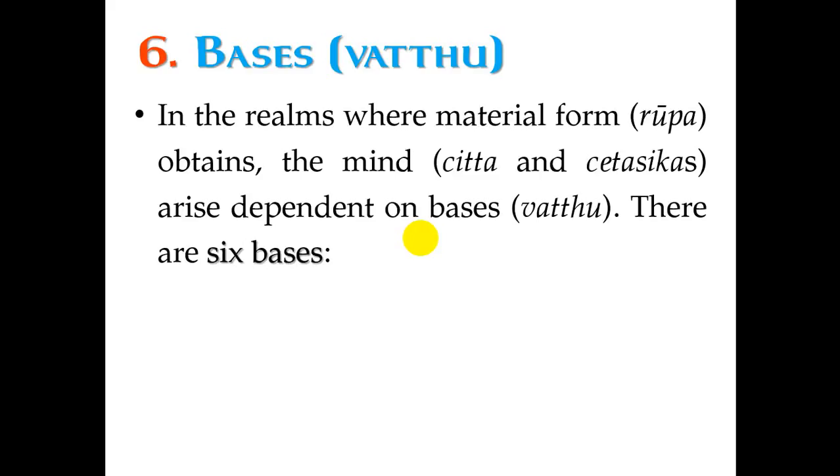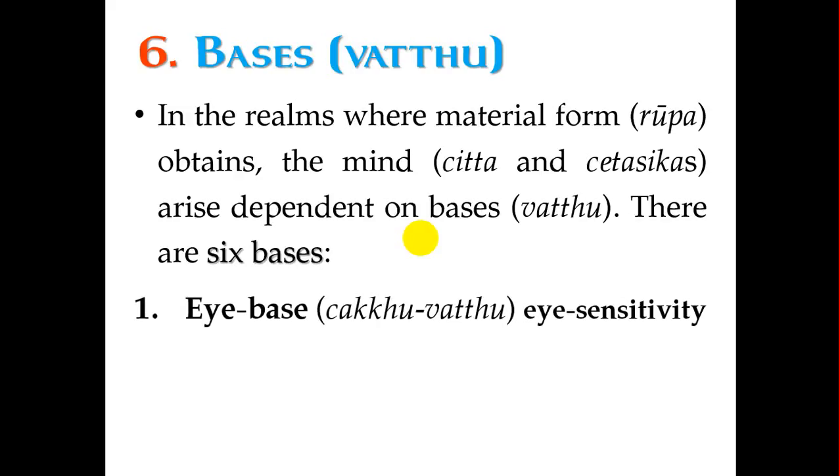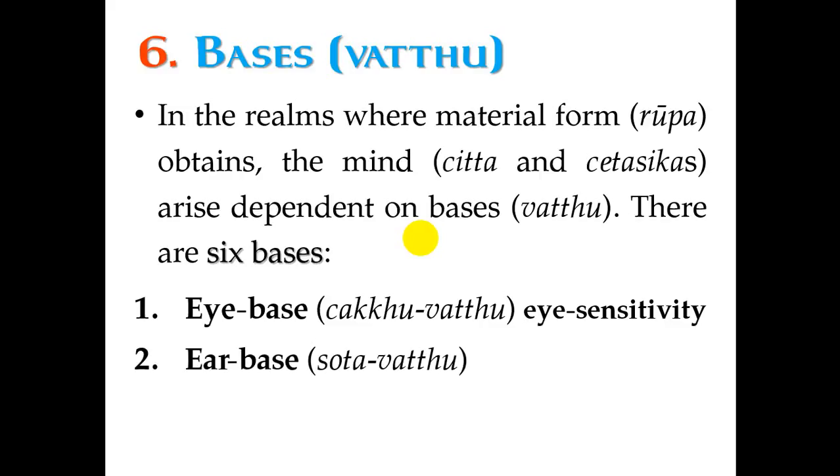So there are 6 bases. Mind arises based on our eye, right? Based on our eye. When we see somebody, when we see something, then a series of mind arises. So our eye is the base, right? Where the mind arises. Just like that, when we hear something, a series of mind arises. So therefore, the ear is the basis of our mind. So here: eye base, eye sensitivity, right? Eye sensitivity. Ear base, ear sensitivity.